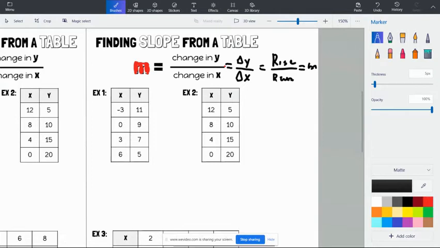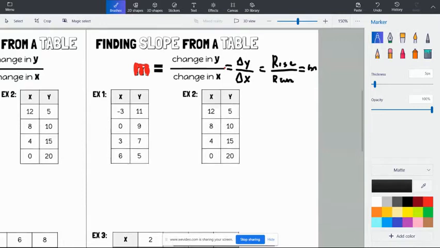So what we're going to do is start off by finding it from a table. There's a pretty simple way to find it in a table. All you're going to do is find out your change in x and your change in y, and then just plug it into this formula. So our change in x from -3 to 0 would just be +3. From 0 to 3, +3. From 3 to 6, +3. From here to here, it goes up by 3. From here to here, it goes up by 3. And from there to there, it goes up by 3. Each time, it's just increasing by 3. That's all that's happening.